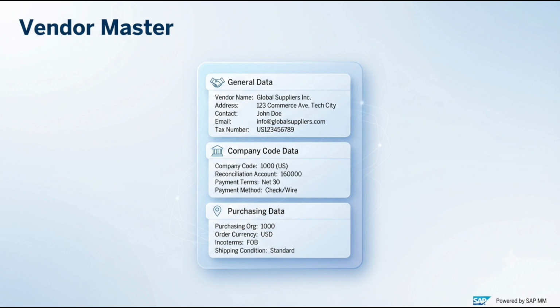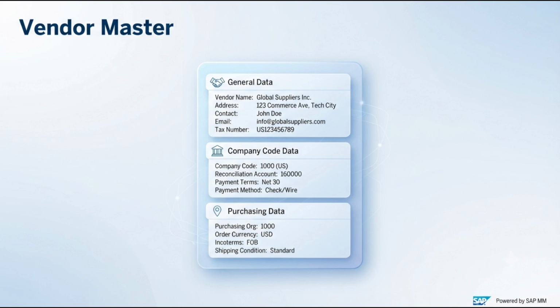Just as materials need a master record, suppliers also need one. The vendor master stores all information about a business partner from whom we buy goods or services. It contains three main sections: general data valid across the company, company code data for accounting and payment terms, and purchasing data for order currency, delivery terms, and partner functions.